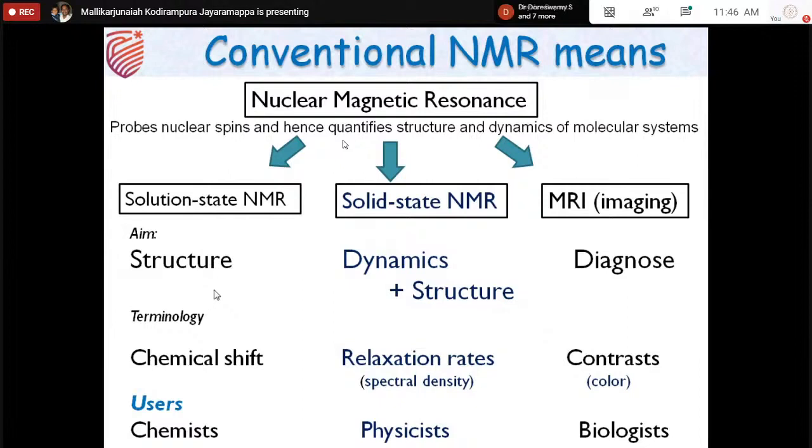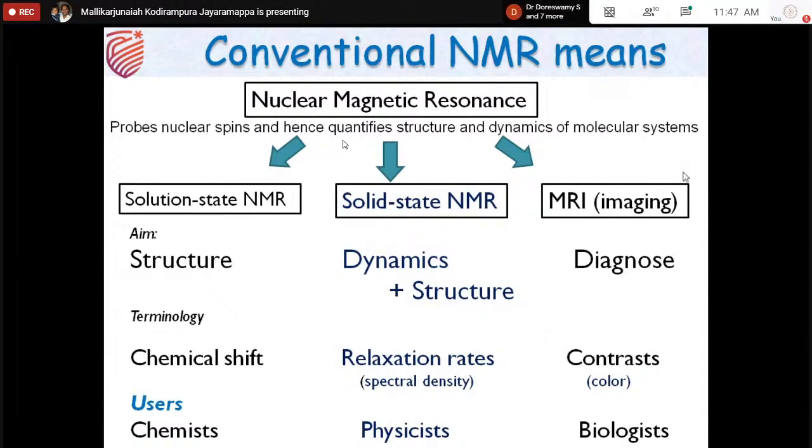of the NMR spectrum. When it comes to solid state NMR, whenever we want to understand the structure of a given molecule along with its dynamics, the motions occurring in the system, then we go for solid state NMR. How do we measure the dynamical and structural properties of the system? We use relaxation rates, which are in turn related to the spectral density functions. Most physicists, and in recent days even biologists, have started using solid state NMR.